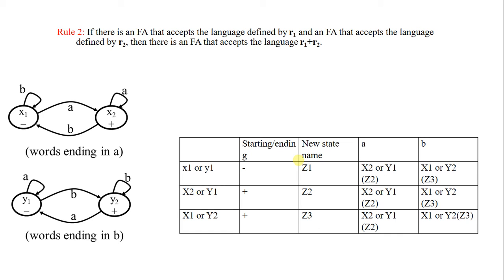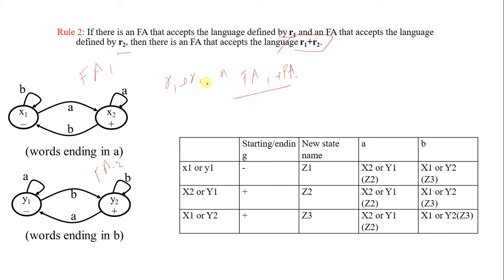We have to prove that if there is a language defined by R1 and another language defined by R2, and we have FAs for these two languages, then there exists an FA for language R1 or R2. In other words, you can add two FAs. Let's say this is the first FA for R1 and this is the second FA for R2. You have to add these two FAs, like R1 or R2, or say FA1 plus FA2.